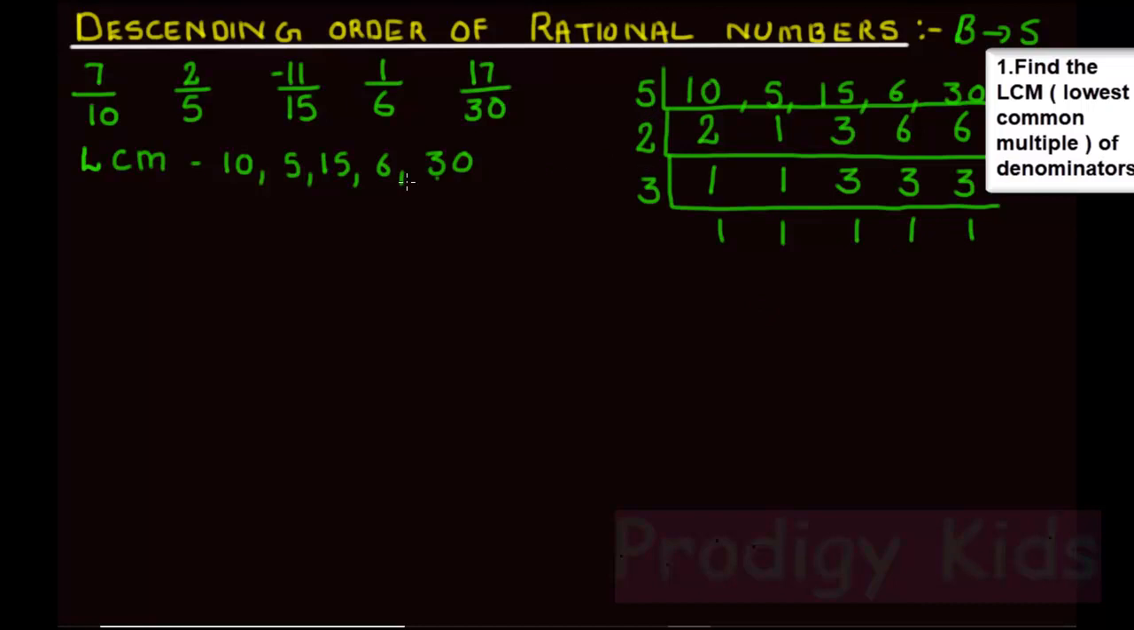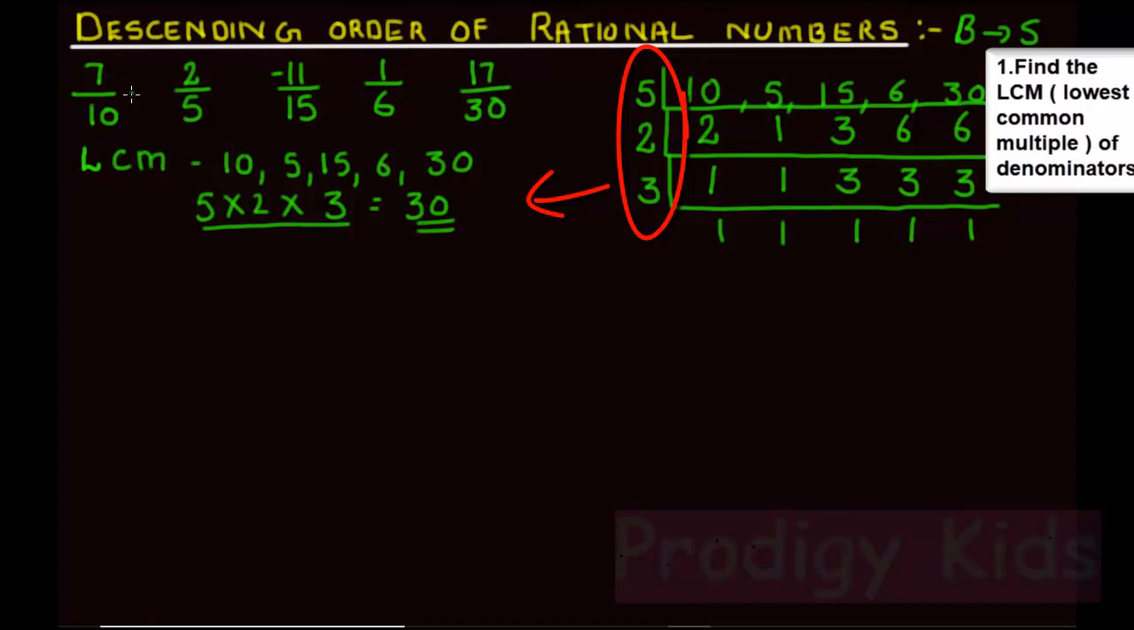So now what are the factors here? The prime factors are 5 into 2 into 3. How much does it give us? 5 2s are 10, 10 3s are 30. So the LCM is 30. So that was step 1, to find the LCM of the denominators.